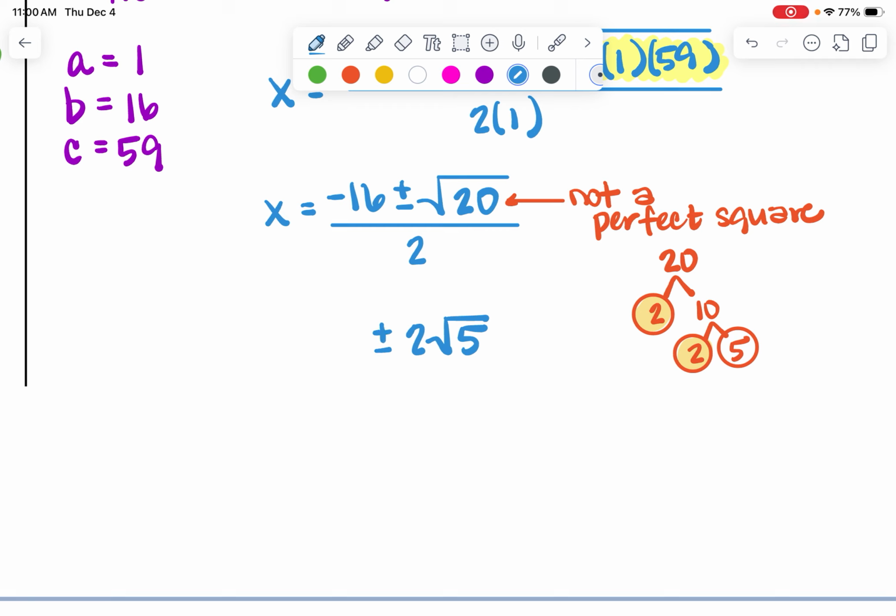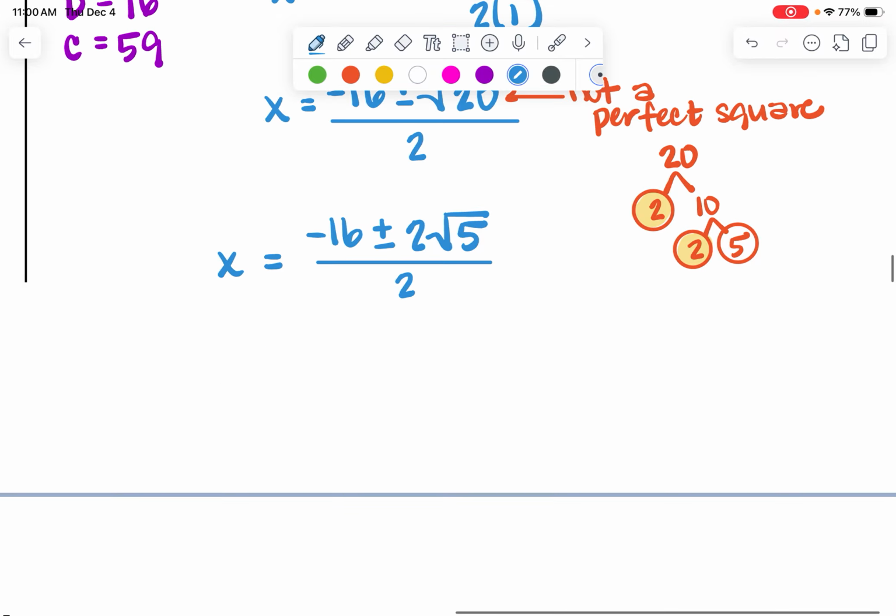Now I'm going to bring everything else down, the plus or minus, the negative 16, all over 2. Now, technically, this is my answer, except at this point, you want to ask yourself, is it reducible?